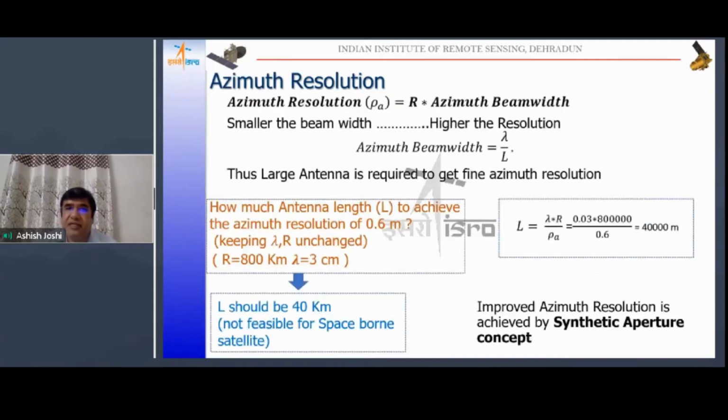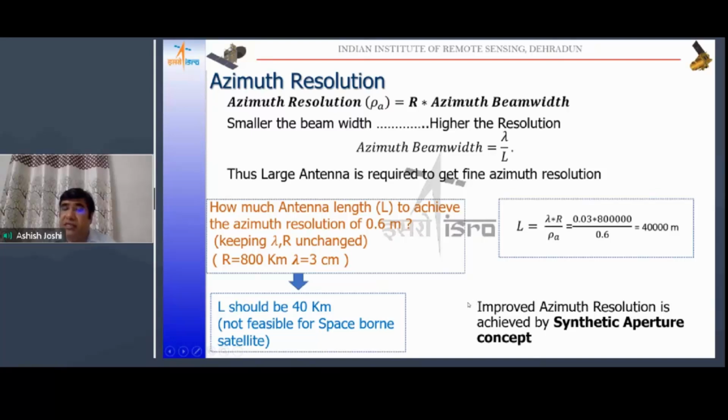Consider how much antenna length is required to have an azimuth resolution of 0.6 meter. From the formula, L equals lambda R by azimuth resolution. If we put the azimuth resolution as 0.6, lambda as 0.03, meaning 3 centimeter, and the same R, then L comes to around 40,000 meter, meaning 40 kilometer length.